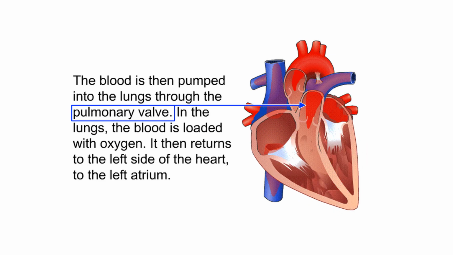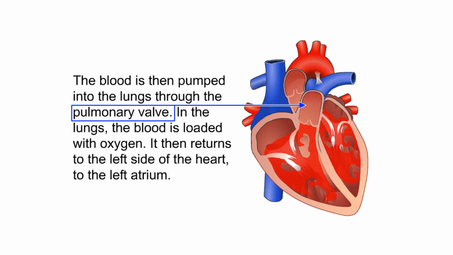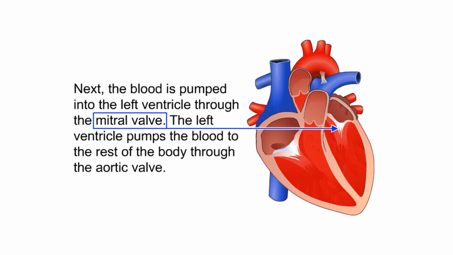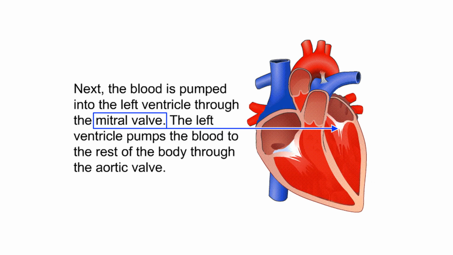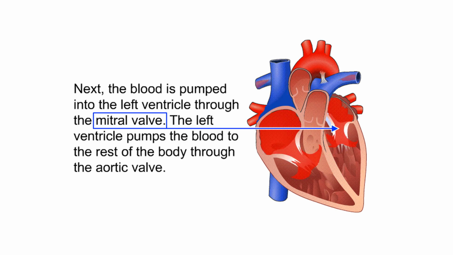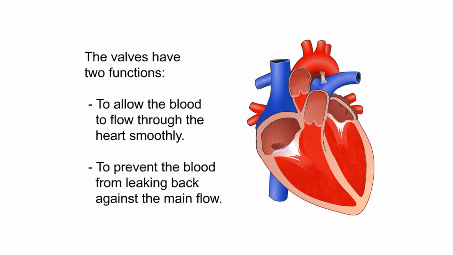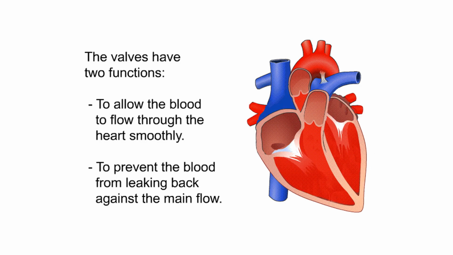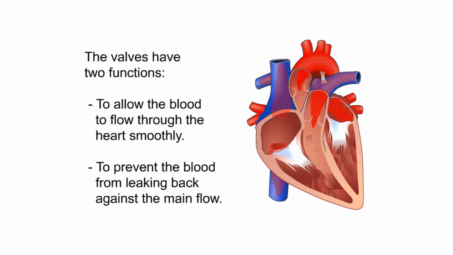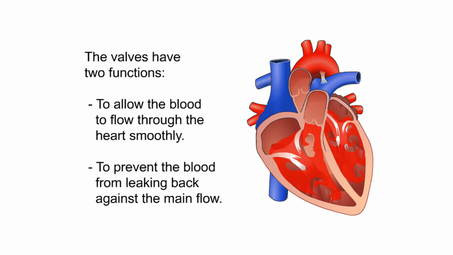In the lungs, the blood is loaded with oxygen. It then returns to the left side of the heart, to the left atrium. Next, the blood is pumped into the left ventricle through the mitral valve. The left ventricle pumps the blood to the rest of the body through the aortic valve. The valves have 2 functions: to allow the blood to flow through the heart smoothly, and to prevent the blood from leaking back against the main flow.